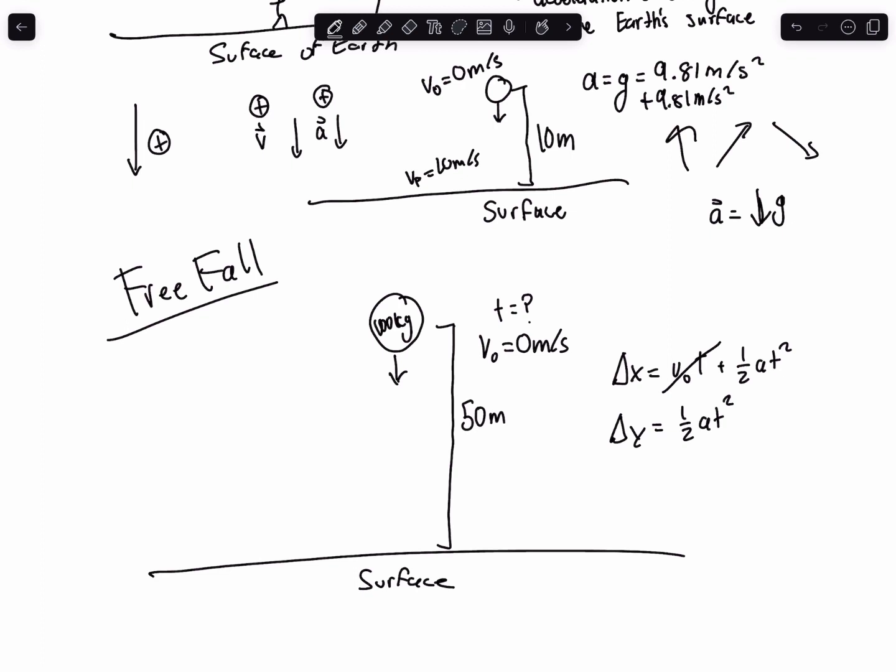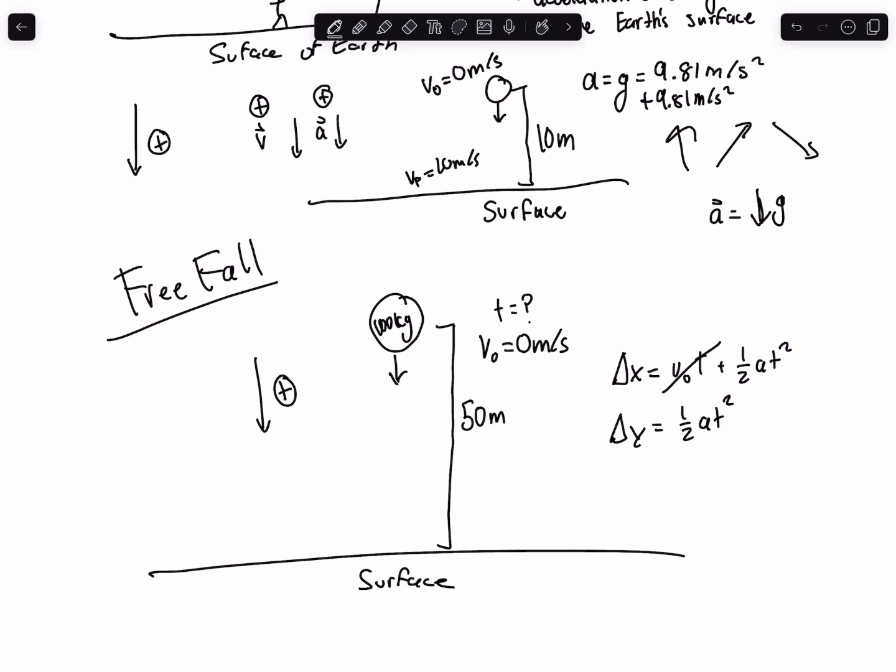So what's delta y? Well, you may have the instinct to say our final position would be 0 meters, and our initial position would be 50 meters. But I'm gonna do some finagling here. Like I mentioned earlier, you can change the positive direction to be pointing downward. So I'm gonna do that. And why am I doing this? Because all of our motion is going down. So it just makes things a little easier. So down is now positive.